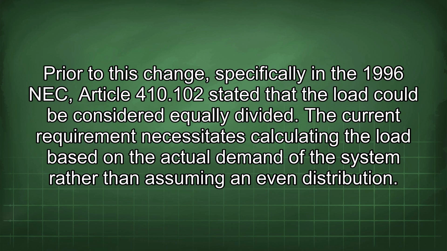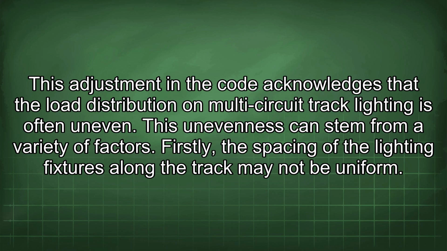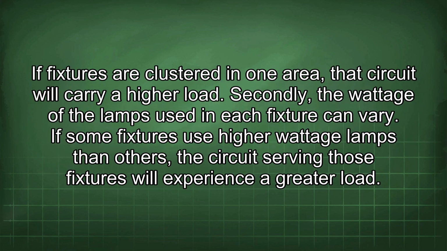assuming an even distribution. This adjustment in the code acknowledges that the load distribution on multi-circuit track lighting is often uneven. This unevenness can stem from a variety of factors. Firstly, the spacing of the lighting fixtures along the track may not be uniform. If fixtures are clustered in one area, that circuit will carry a higher load. Secondly, the wattage of the lamps used in each fixture can vary. If some fixtures use higher wattage lamps than others, the circuit serving those fixtures will experience a greater load.